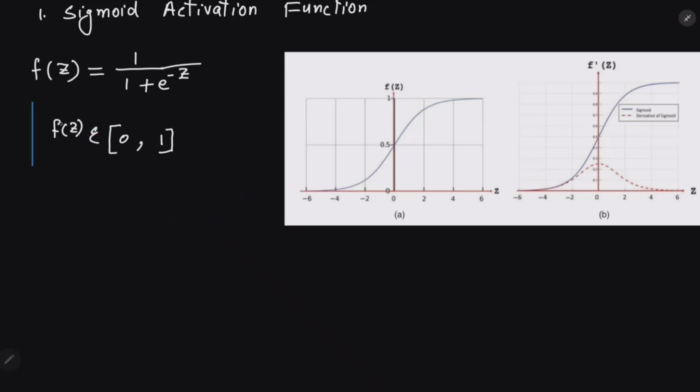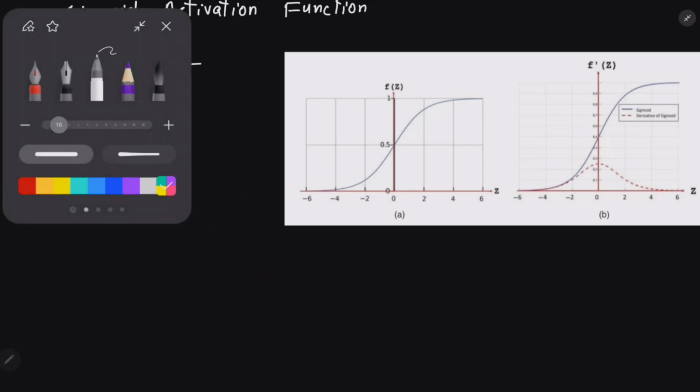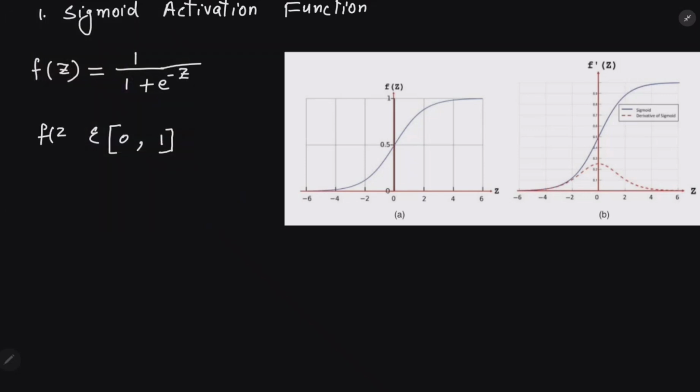Okay, so that's what we have over here. f of z belongs to 0 to 1. It can have 0 and the highest value is 1. On the right hand side, you can see the derivative of this activation function.